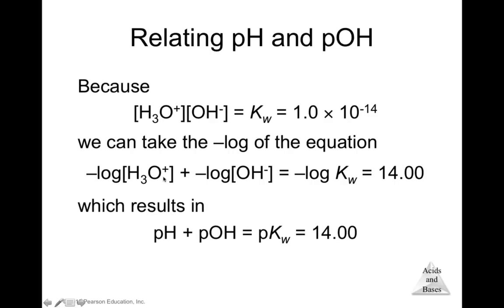Now the minus log of H3O+ is pH, the minus log of OH- is pOH, and the minus log of Kw is pKw. So pH plus pOH is equal to 14. If we have the pH of a solution, we can calculate the pOH by subtracting: 14 minus the pH. So if we have a pH of 6, that means that the pOH for that same solution is 8.